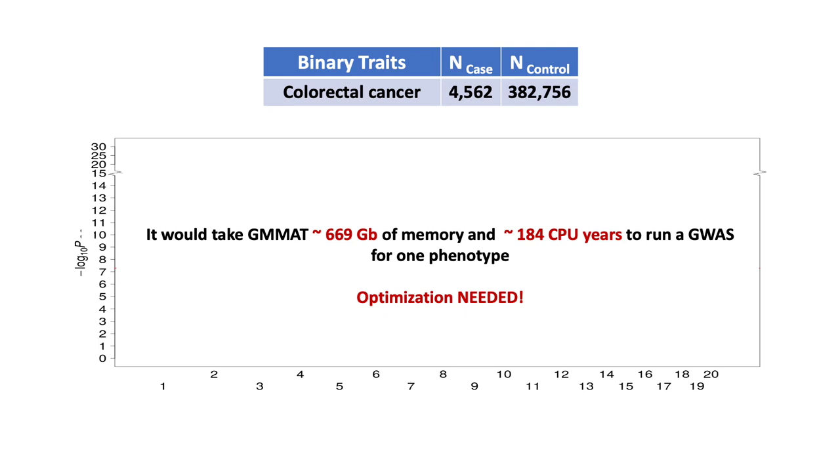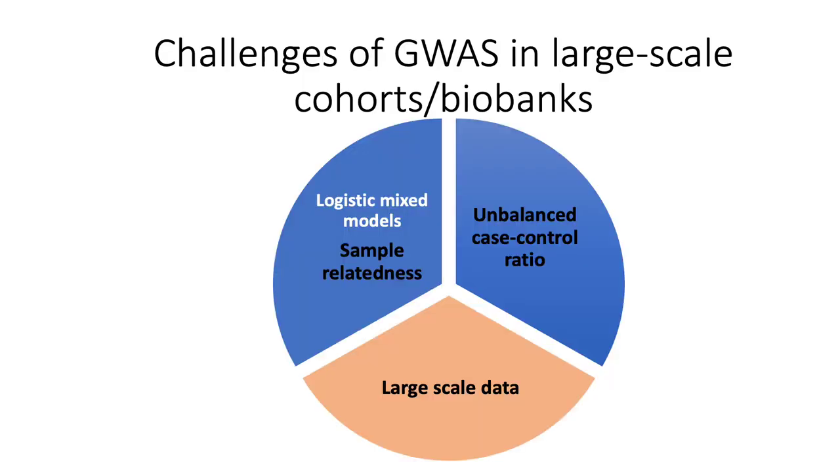When we apply the logistic mixed model as implemented in GMMAT to one example phenotype, colorectal cancer in the UK Biobank, we found that it would take more than 600 gigabytes of memory and 184 CPU years to finish one GWAS in the UK Biobank. This brings out our next challenge, large-scale data. To be able to run logistic mixed models in biobank-scale data for binary phenotypes, we need to optimize the implementation.